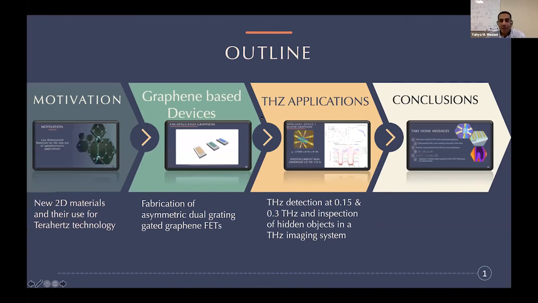Okay, so I come back to the outline of my talk. I will first show the motivation, where I will introduce the 2D materials and also the terahertz technology. Then I will move to the method that we are using to fabricate asymmetric dual grating gate graphene-based field effect transistors. And in the third part, I'm going to show some results that we obtained on the detection of radiation at 0.15 and also 0.3 terahertz, and how we can use these devices at room temperature to make some inspection of a hidden object. Then I will conclude my talk.